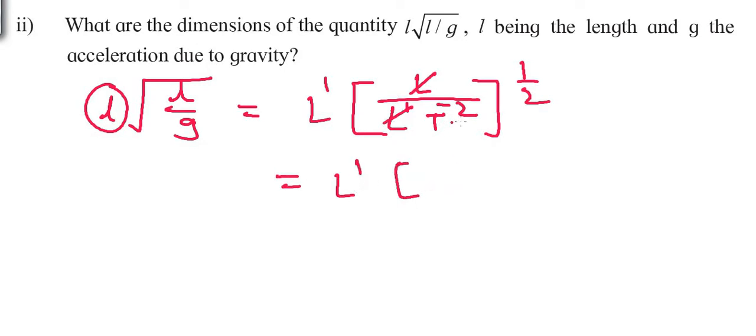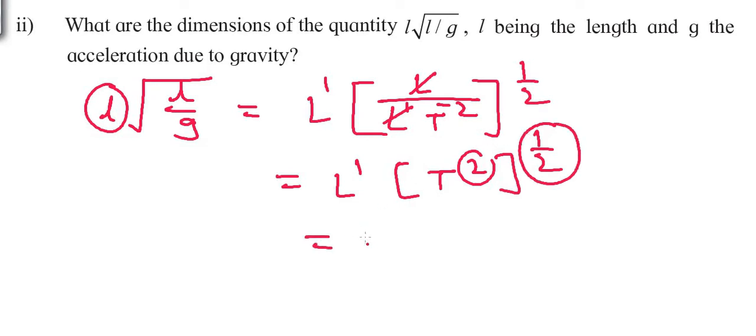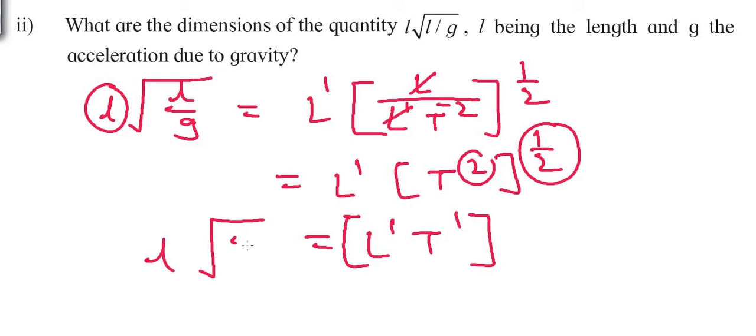Now you shift this T raised to minus 2 from denominator to numerator. It will be T raised to 2, now raised to half. Now this 2 and half are power of power, so multiply them. 2 into half is 1. And so we get L raised to 1, T raised to 1 as the final answer. And so these are the dimensions of the quantity L under root L upon G.